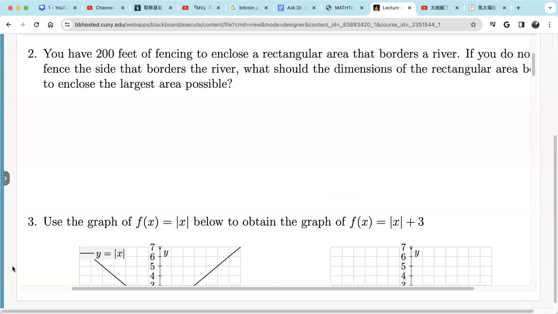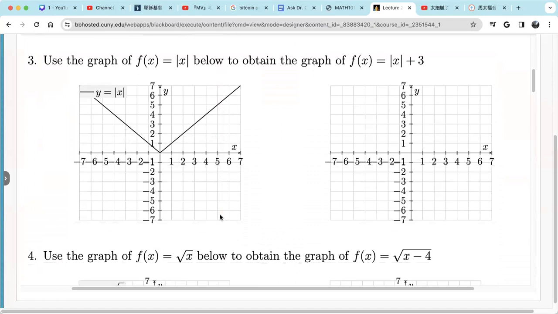Let's see 3. 3 talks about the absolute value function, the graph of the absolute value function. So this is the absolute value function, right? It's a V shape. And we use this as a reference graph to graph other absolute value functions.